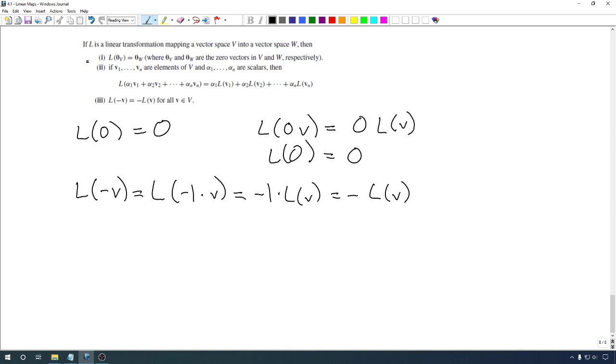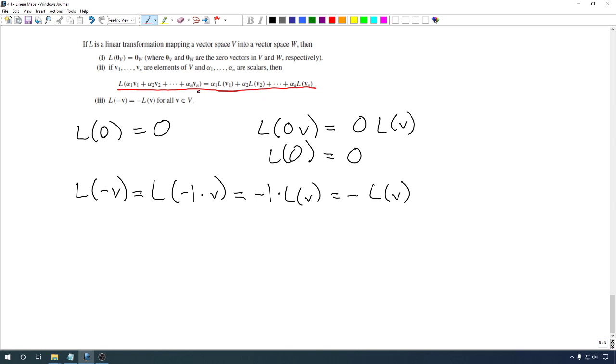Finally, and I don't know why the book puts them in the order they do, but number 2: if v1 through vn are elements of V, so that we're talking about n different vectors, or not necessarily different, but n vectors in V, and we have n scalars alpha 1 through alpha n, then we have this long, complicated formula. Now, what are we really talking about here? Well, this is just the same formula that we had for our definition of what a linear map is. All we've actually done here is, instead of putting alpha 1 v1 plus alpha 2 v2 as just the first two terms of the sum over here, we've just put more terms.